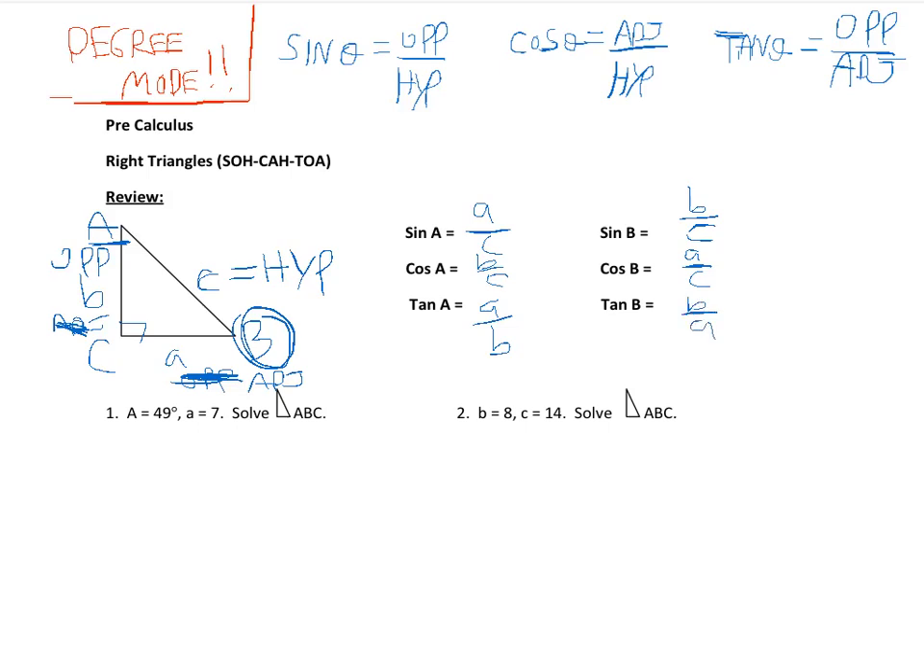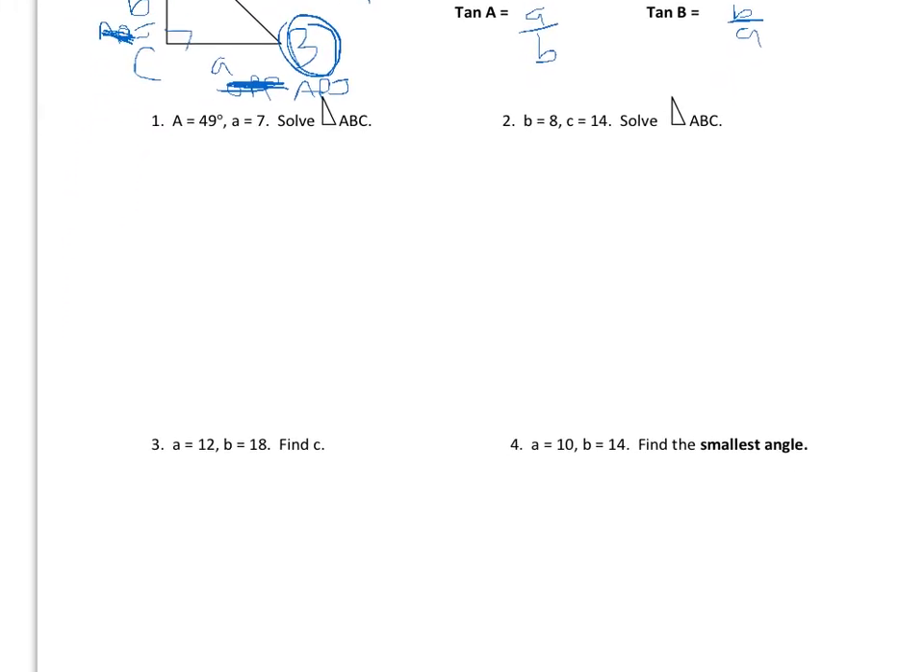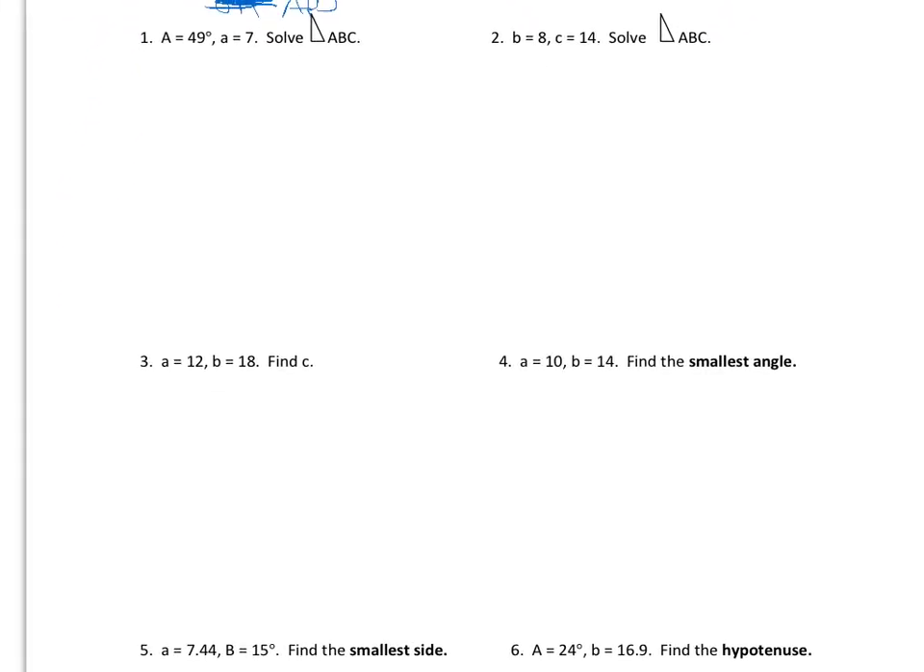Okay, let's take this and apply it. We're going to do 3 problems, and then we'll do the other 3 in class tomorrow. So let's look at number 1. Let's first draw the triangle. We have angle A. Let's make this C. Let's make it A, B. Angle A we're given is 49 degrees, so I'll put 49 in. Little a is 7.